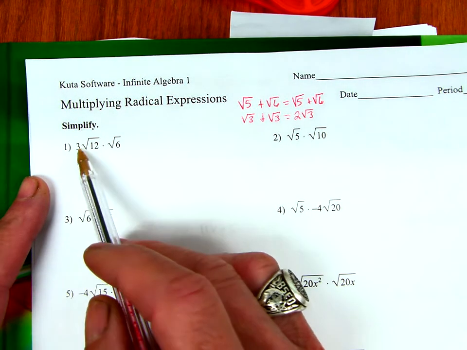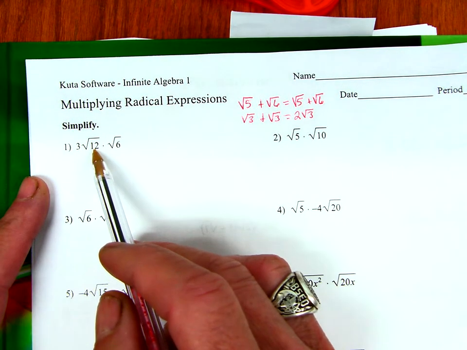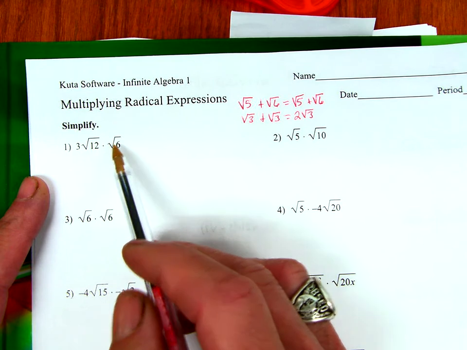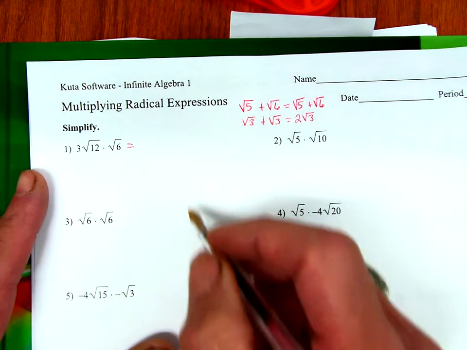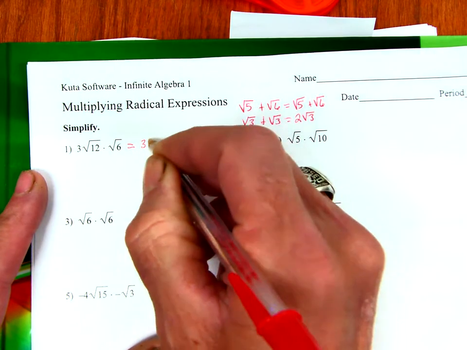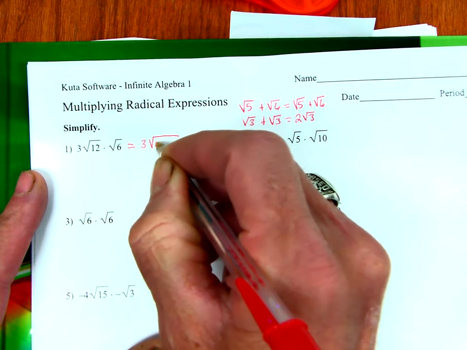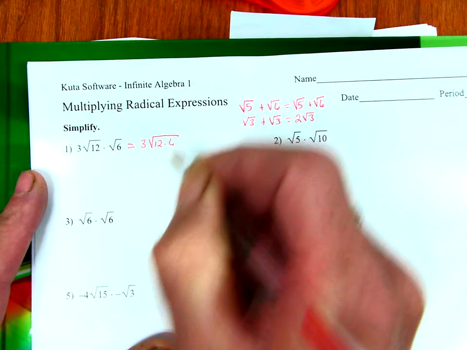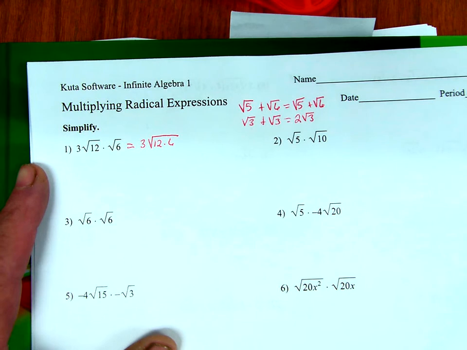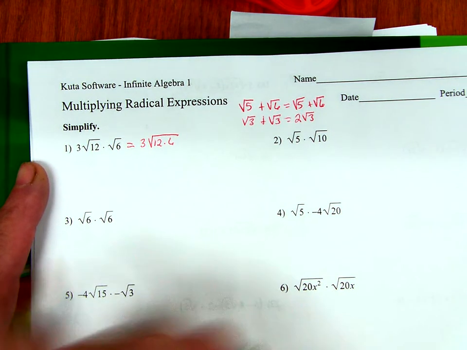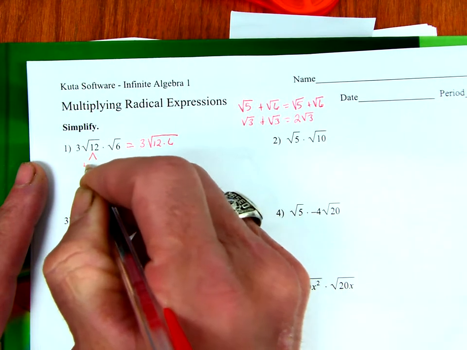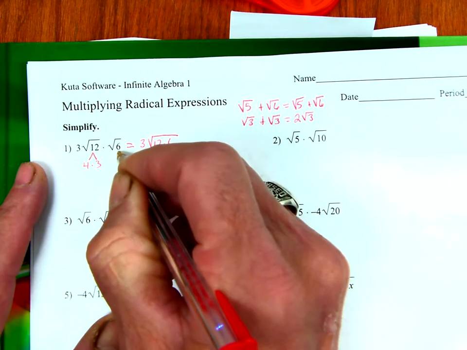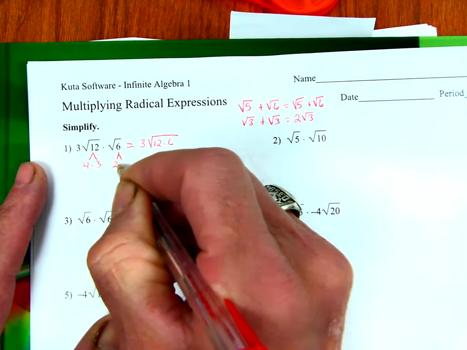So here we have 3 times square root of 12 times square root of 6. I'm going to rewrite this way: 3 times the square root of 12 times 6. Now it is possible to go ahead and start factoring some of these things. In fact, we could have done it from here. 12 is 4 times 3. 6 is 2 times 3.